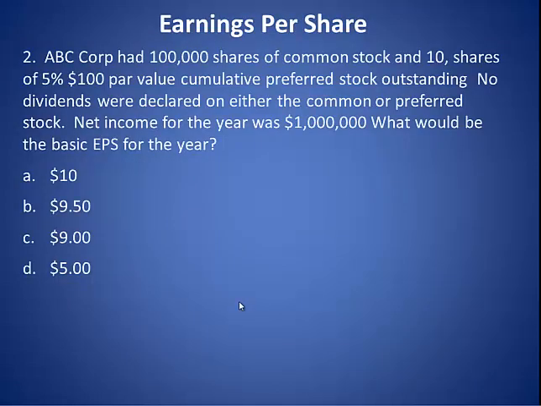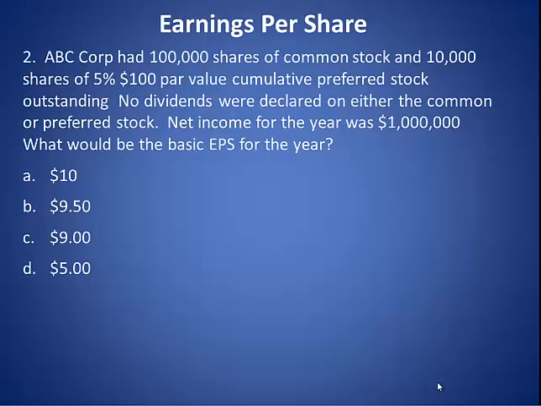Okay, ABC Corporation had 100,000 shares of common stock and 10,000 shares of 5% $100 par value cumulative preferred stock. Yes, I made a little change in there to make up for a typo error. No dividends were declared on either the common or preferred stock. Net income for the year was $1 million. What would be the basic earnings per share for the year? Again, when you're ready, go ahead and stop the video. Do your calculation. When you're ready, restart the video.